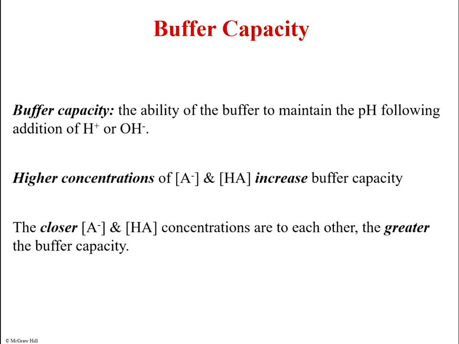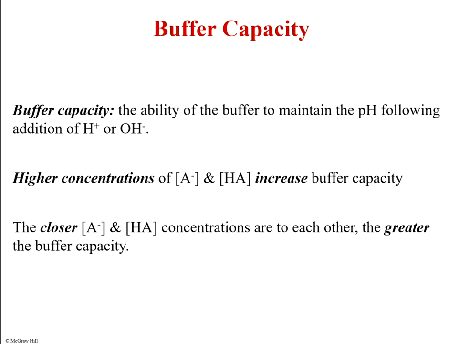So now we know how a buffer works. The next thing we're going to look at is something called buffer capacity. If you add only a very small amount of buffer to a solution, it can respond to small amounts of added acid, but eventually you can overwhelm the buffer. The buffer capacity is the ability of a buffer to maintain the pH following addition of protons or hydroxide ions. So if we have higher concentrations of our weak acid, weak base pair, we increase our buffer capacity because we have more weak acid and weak base to react with any strong acid or base that will be added.